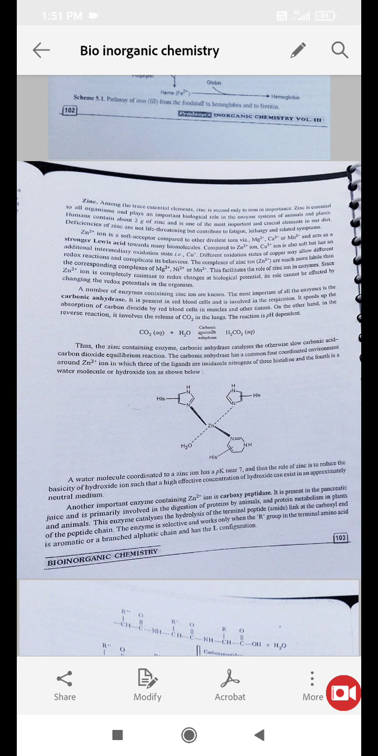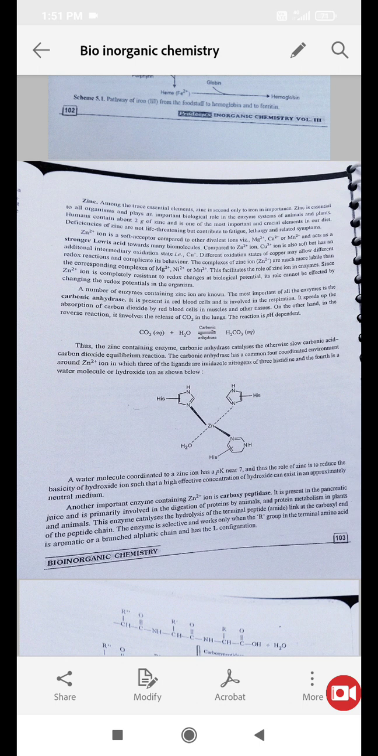Zinc 2+ ion is a soft acceptor compared to other divalent ions like Mg2+, Ca2+, Mn2+, and acts as a stronger Lewis acid towards many biomolecules. Compared to zinc, copper ion is also soft but has an additional intermediate oxidation state, that is, Cu+. Different oxidation states of copper may allow different redox reactions and complicate its behavior.